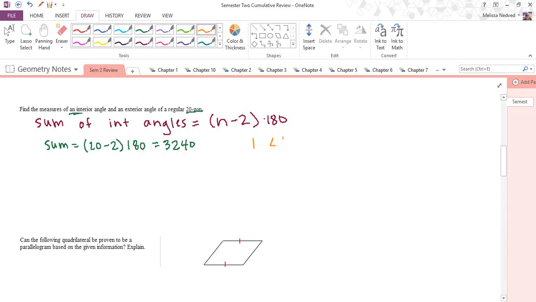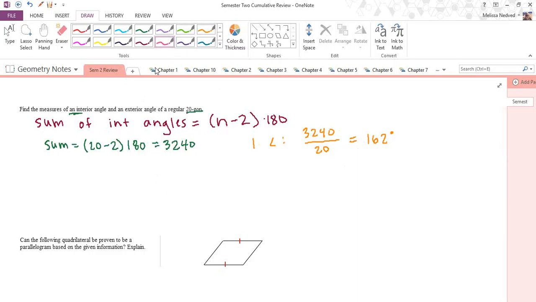So to find one angle, we're going to take that sum, 3,240, and since there's a total of 20 sides, we're going to divide by n, or divide by 20. And 3,240 divided by 20 gives us 162. That means if I have a regular 20-sided polygon, all the sides are the same length, all of the angles are equal, and each angle inside that polygon is going to be 162 degrees. That's going to be a big polygon.